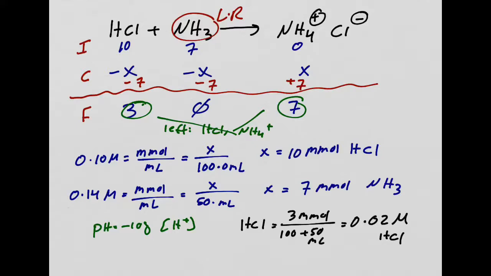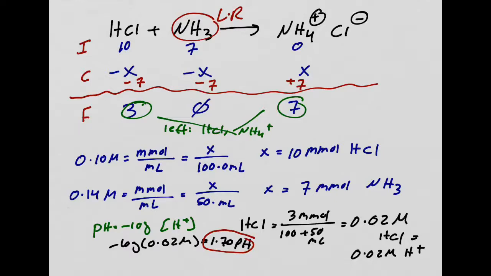And again, hydrochloric acid is a strong acid. Every single thing would break up. So I have 0.02 molar hydrochloric acid, which means I have 0.02 molar of H plus. Then minus log of 0.02 molar, and what I end up getting is 1.70 as the pH. Now, like I mentioned before, you could also figure out what's going on with the ammonium by doing an ICE table.